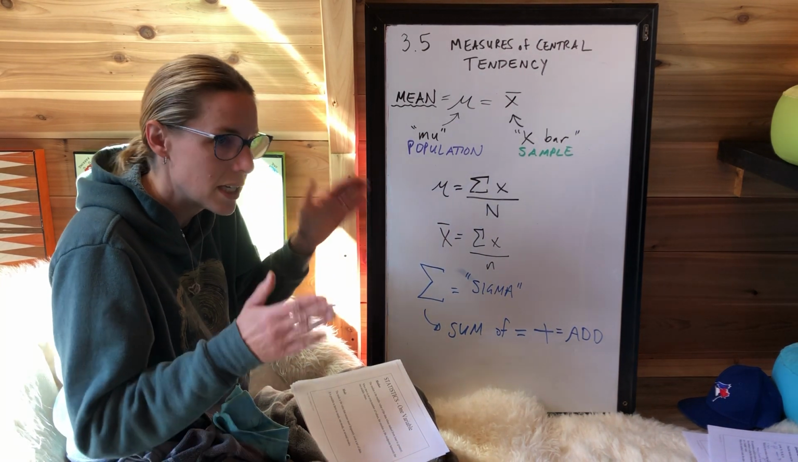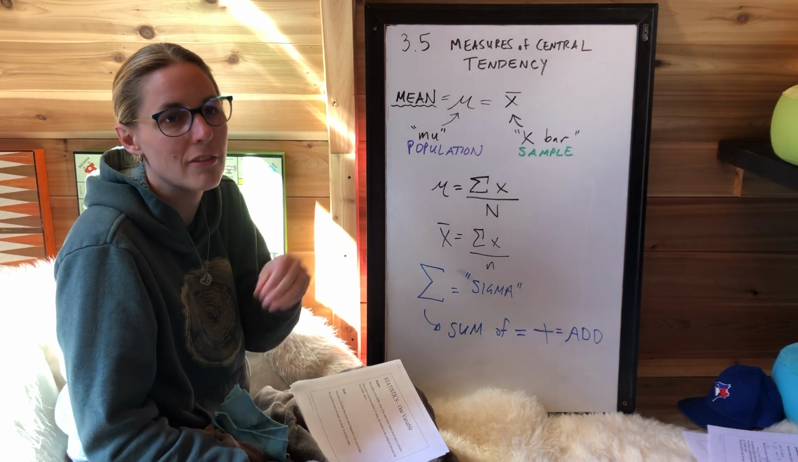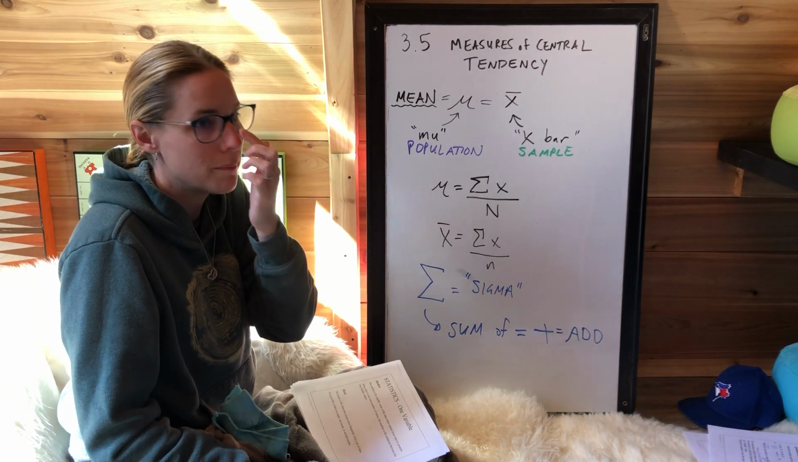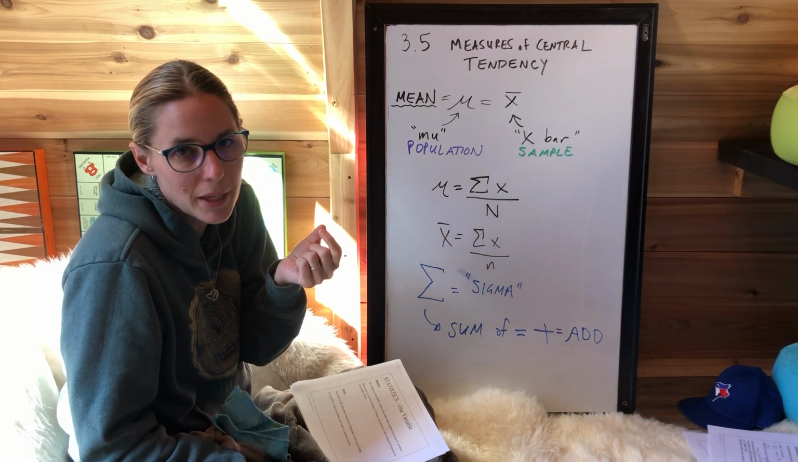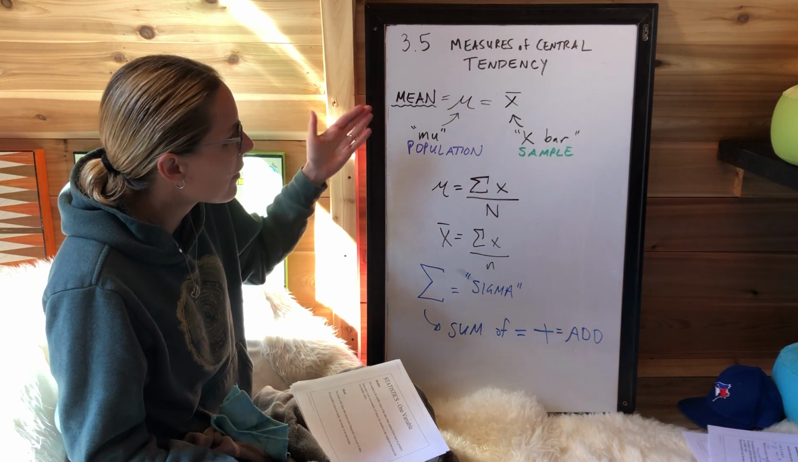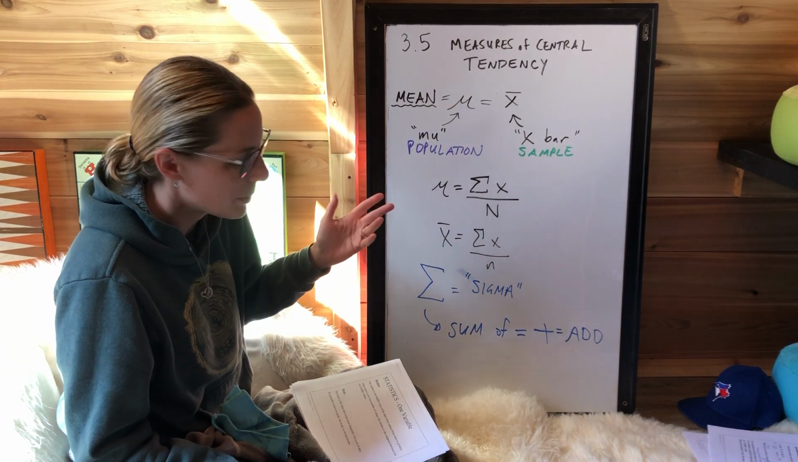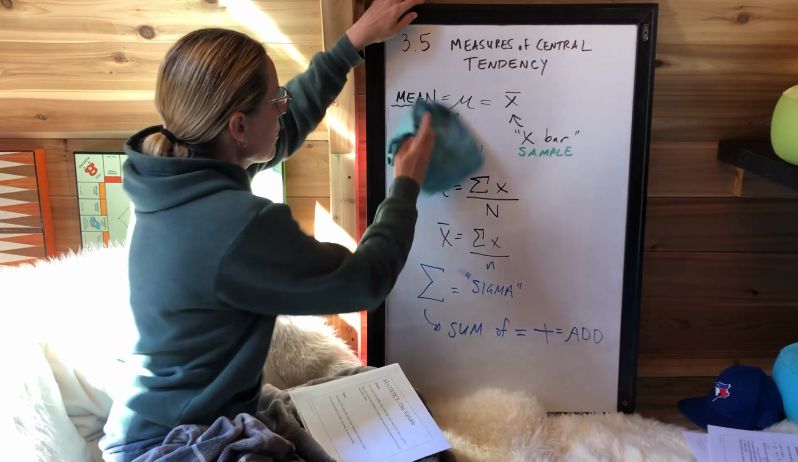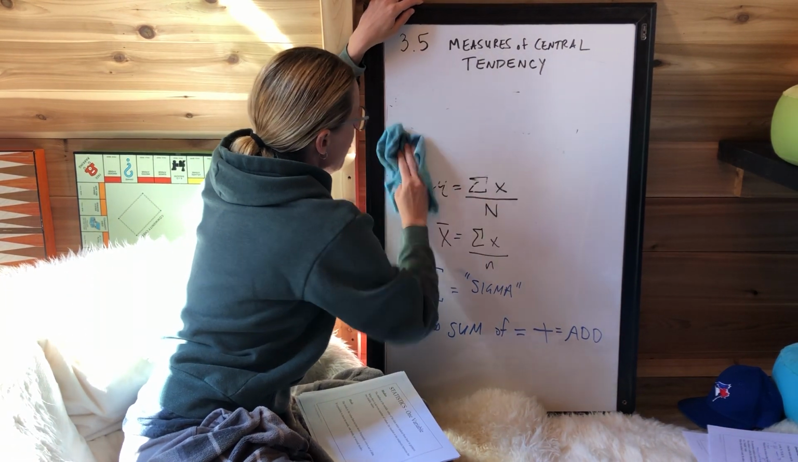So be aware, if there's an even number of data points, you're going to have a median that's going to be an average. Okay, and then the last one, mode, is the most frequent, the one that appears most often. Okay.